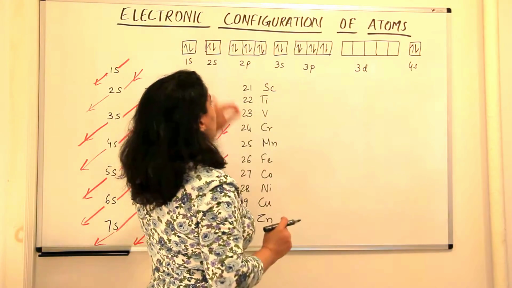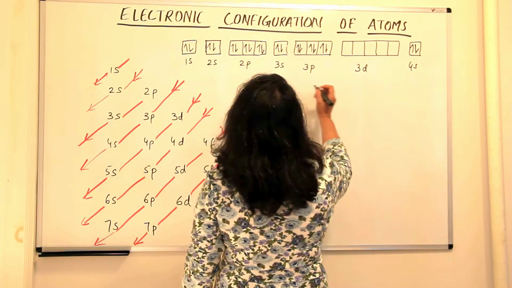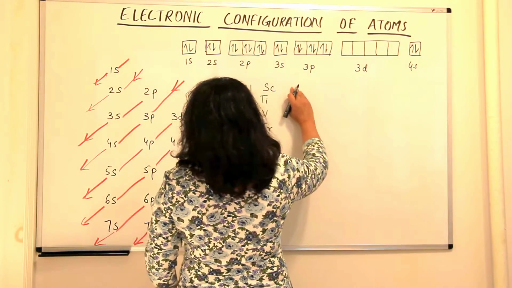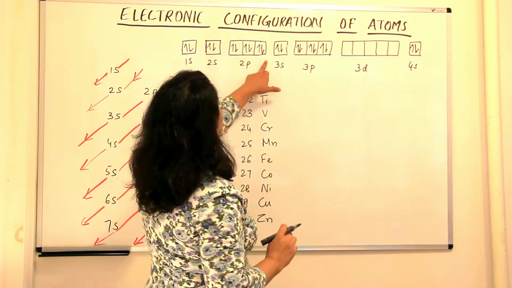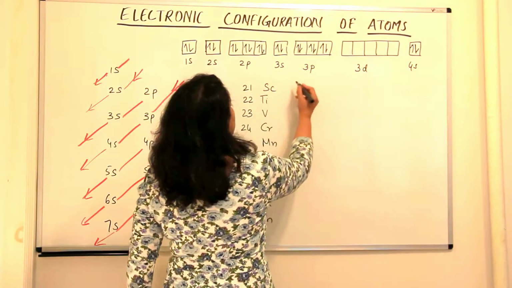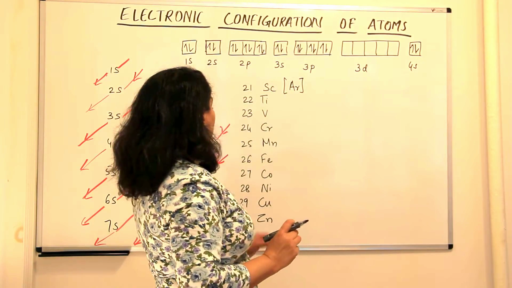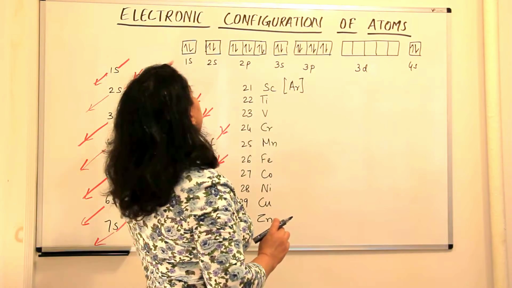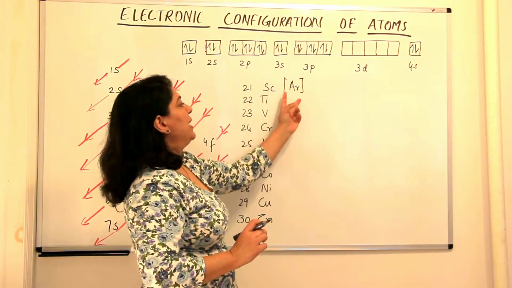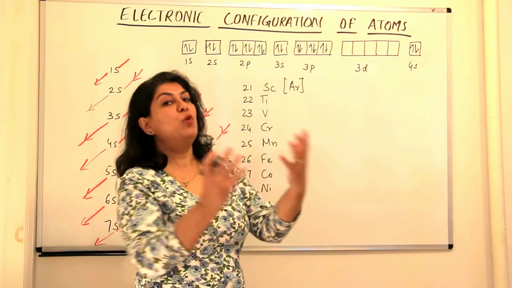Scandium has 21 electrons. Up to calcium, the electronic configuration has already been filled up. Now we'd go to the noble gas core, argon, which is 18. For scandium, I'll use the core of argon. Now what does that mean? Argon was the 18th element, and the configuration would be 1s2, 2s2, 2p6, that makes it 10 electrons, 3s2 and 3p6. If I write argon in brackets, it means these 18 electrons are already filled up, and now I move on to the next one.